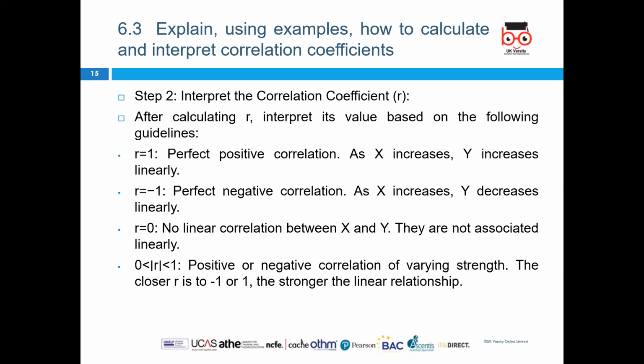And when the values lie between 0 and 1, it is a positive or negative correlation of varying strength. The closer R is to -1 or 1, the stronger is the linear relationship.